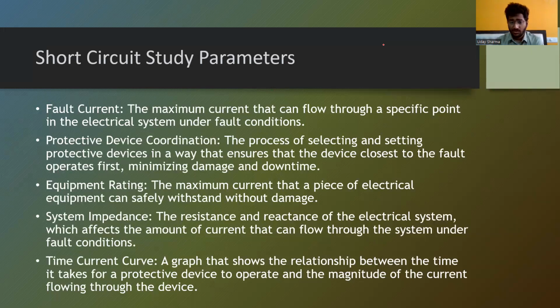Equipment rating. The maximum current that a piece of electrical equipment can safely withstand without damage. System impedance. The resistance and reactance of the electrical system, which affects the amount of current that can flow through the system under fault conditions. The time current curve. A graph that shows the relationship between the time it takes for a protective device to operate and the magnitude of the current flowing through the device.